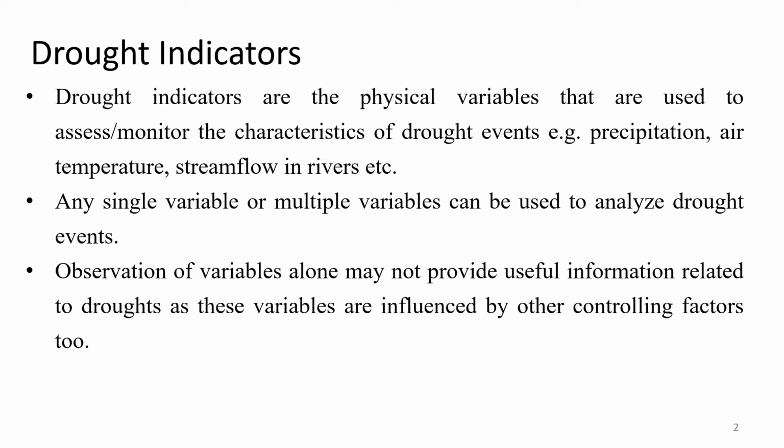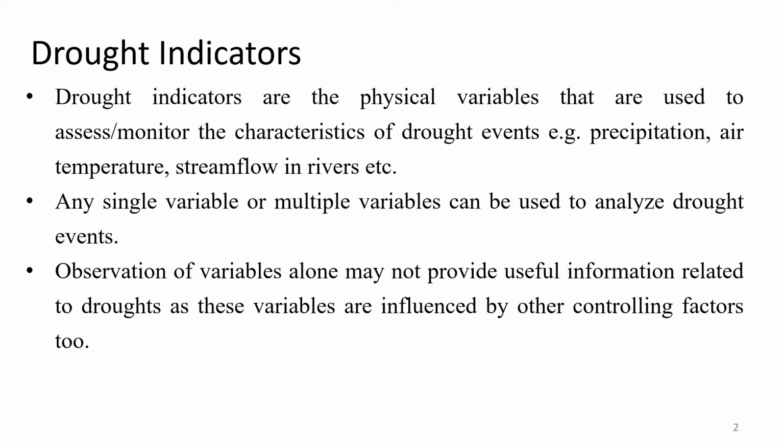Some of the commonly used drought indicators are precipitation, air temperature, stream flow in rivers, groundwater levels, and humidity, etc. So precipitation is a major indicator for monitoring meteorological drought. Air temperature and relative humidity of air are good indicators for agricultural droughts. Stream flow in rivers, as we all know, is measured in a lot of gauging stations, especially in dams. Such water level in reservoirs, stream flow, etc. are very good indicators for hydrological droughts.